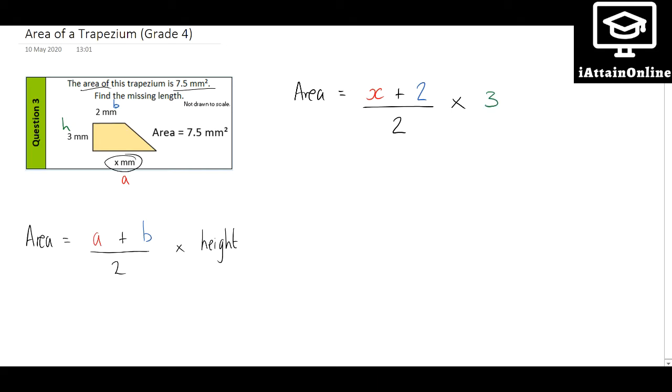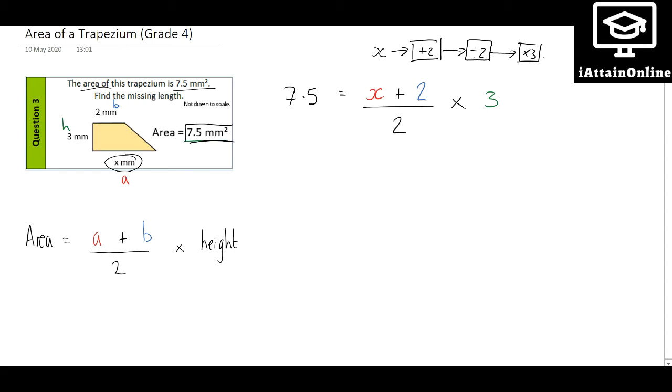Now I know that when I do that, I would get the area, but we are told that the area, let's just do this in black, we are told that the area is 7.5 millimeters squared. So I can actually, instead of area, write 7.5. Now we just need to undo everything that's been done in the reverse order for BIDMAS. The first thing I would have done if I was working forwards, I would have started with x. I would have added 2. I would have then divided by 2. And then I would have multiplied by 3. And that would have given me the area.